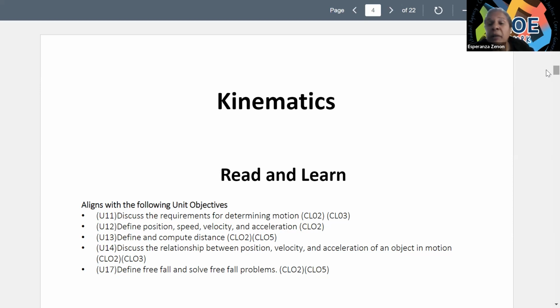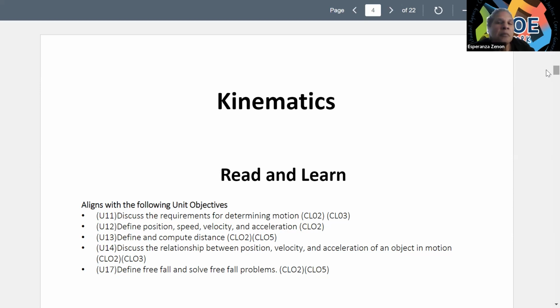In other words, we don't care about the cause for the object's motion. We just want to be able to describe that motion. And you can see from the objectives, when we want to describe a moving object using kinematics, we focus on things like position, speed, velocity, acceleration, distance, and we can look at a specific type of motion called free fall.